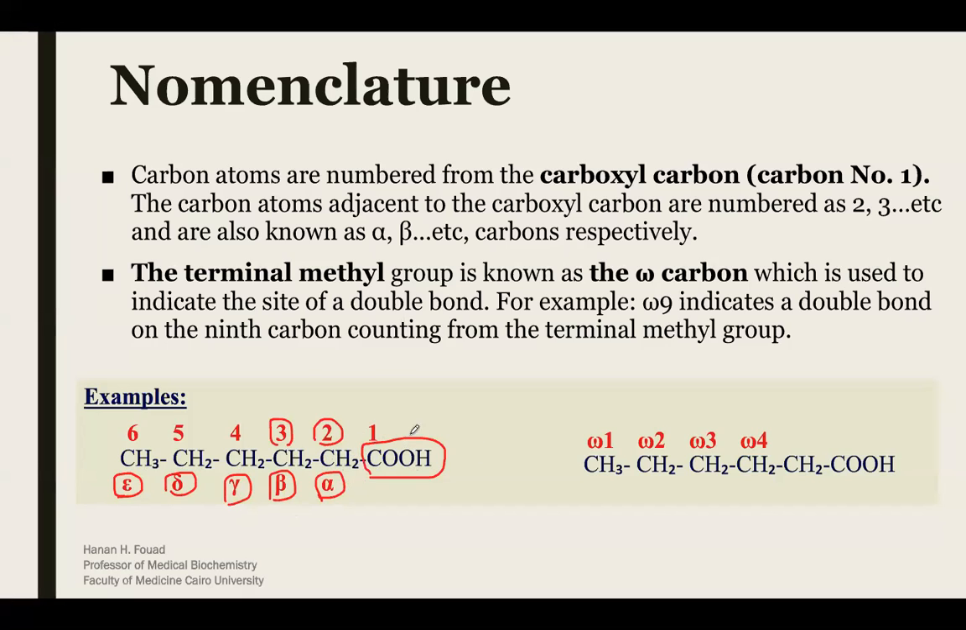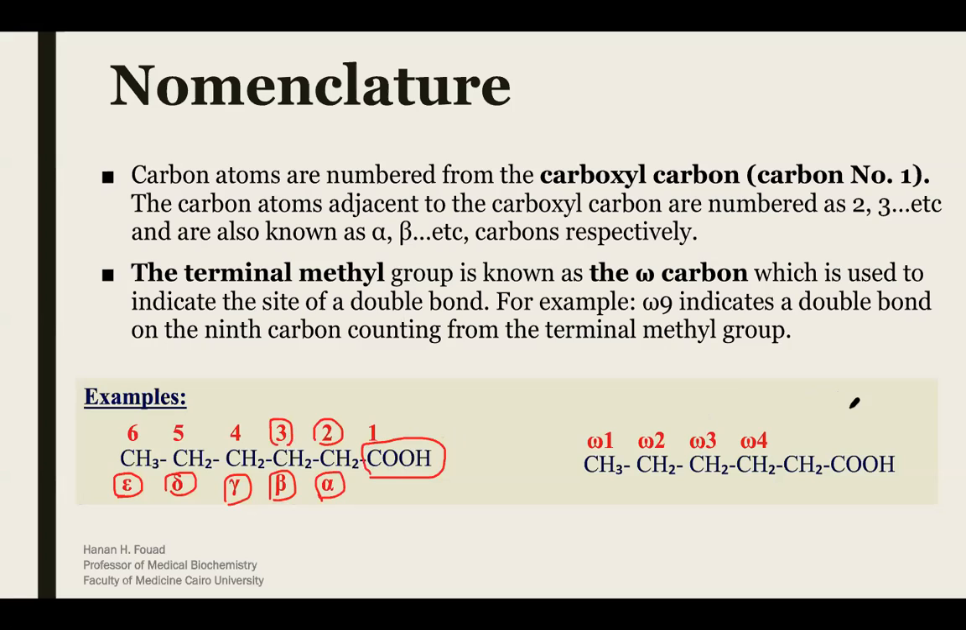Again, the carboxyl group has number 1. The second carbon is number 2, then number 3. If we neglect the carboxyl group, we do not give it any number, so the next carbon atom is alpha, then beta, gamma, delta, epsilon.